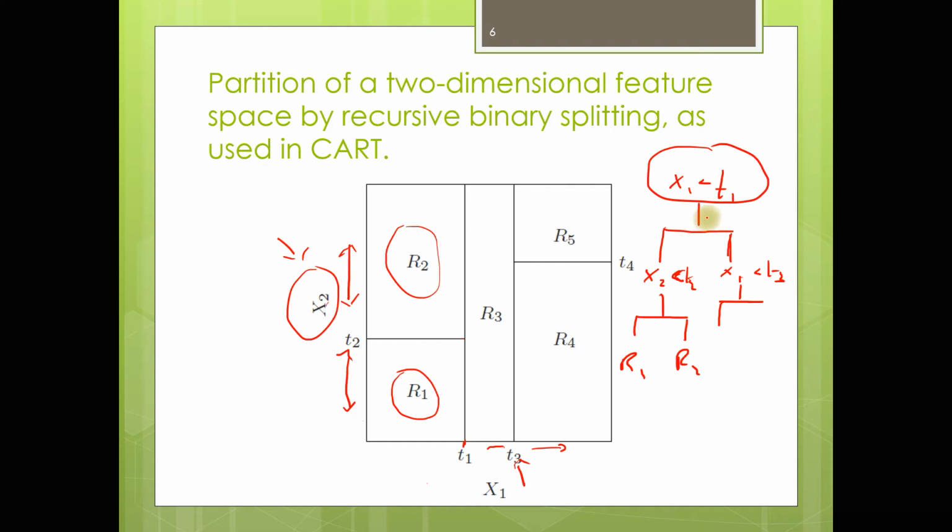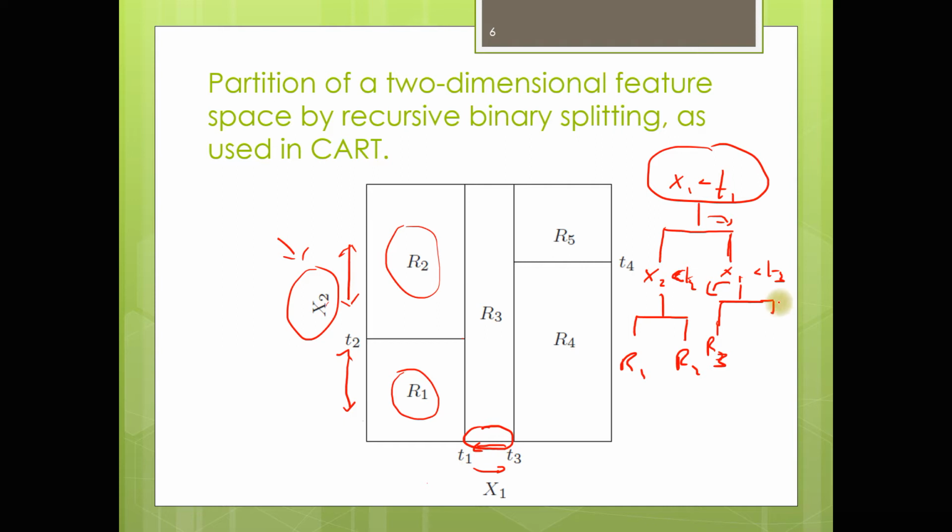For values of x1 greater than T1 but less than T3, in other words, this region is going to be considered as region 3. And then for values greater than T3, now you partition the feature space at split point T4.